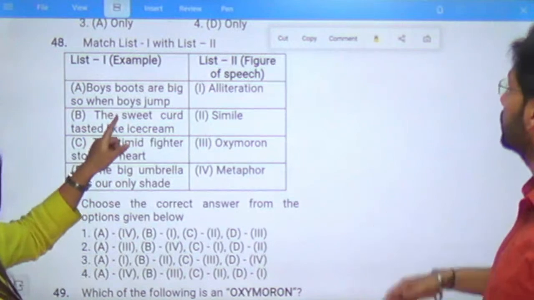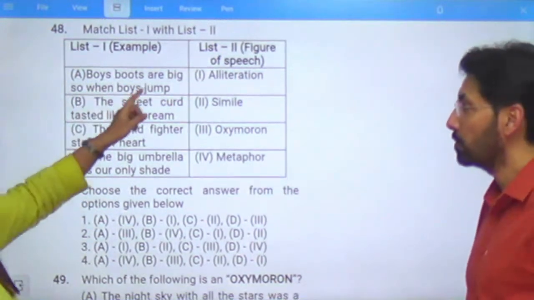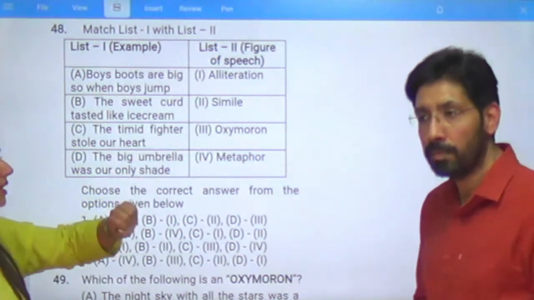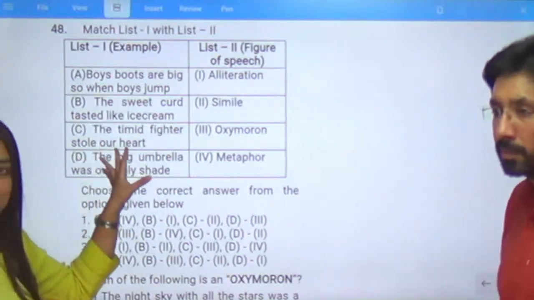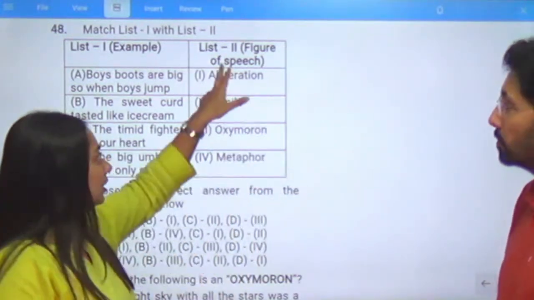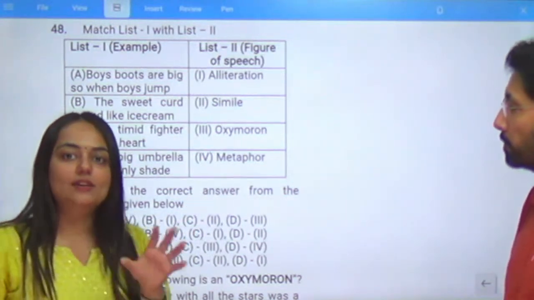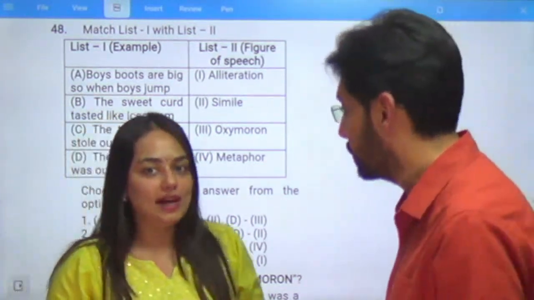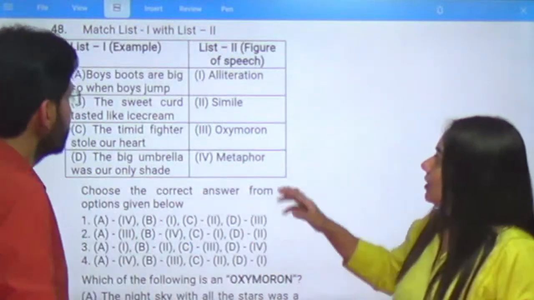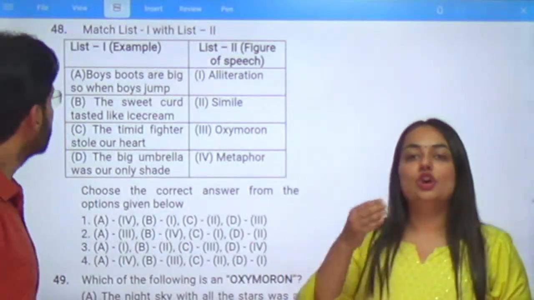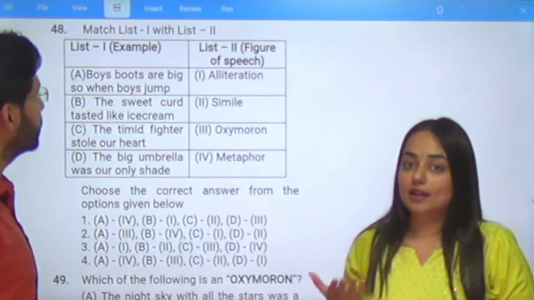Let us see who's going to answer this one. Let me read all the sentences. Should it be alliteration, simile, oxymoron and metaphor? Before reading the option, let me quickly tell you what these figures of speech are. Figures of speech are devices used to beautify language, basically. So alliteration is repetition of a sound or a word again and again.